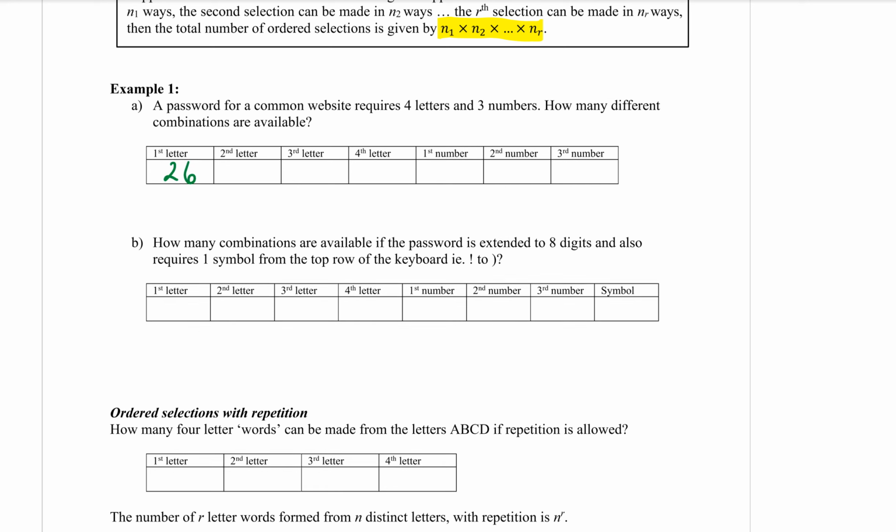Now, passwords don't have to make sense. They don't have to be words. And you can obviously repeat things, right? So, if I move on to my second letter, how many choices do I have? 26 again.